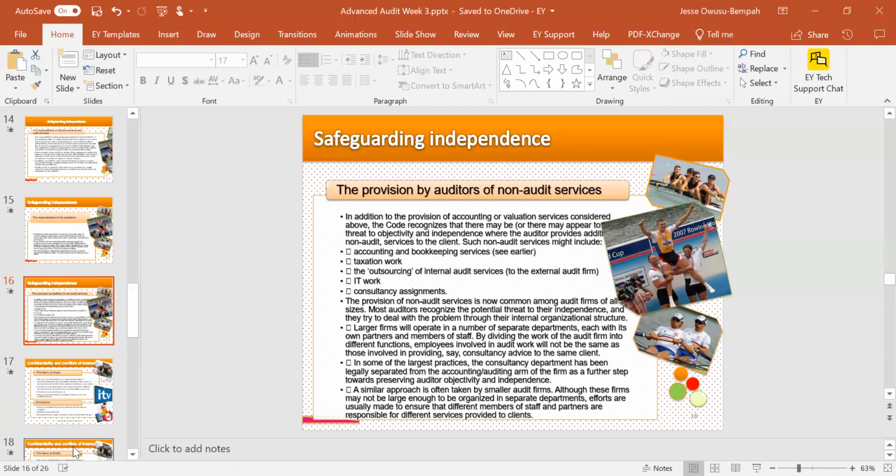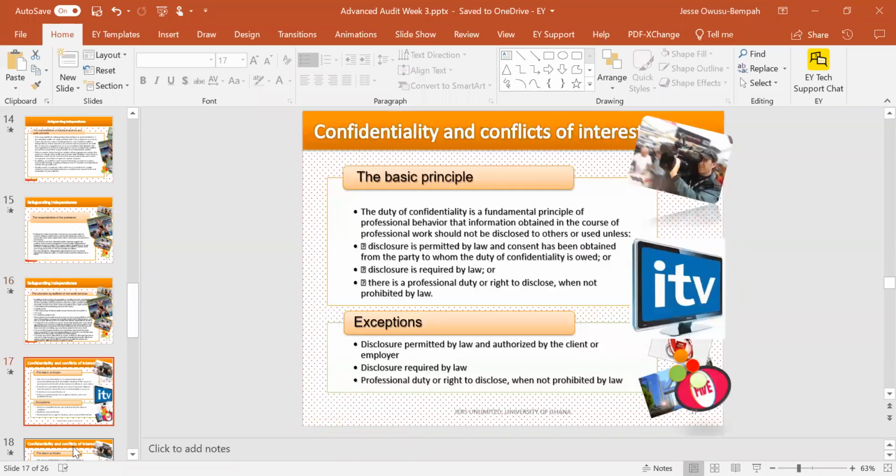So let's talk here about non-audit services again. I think we've talked about this already. When we talk about non-audit services, we mean things like taxation work, IT work, consultancy, and all that. I think we talked about it previously. So let's just move on to confidentiality.